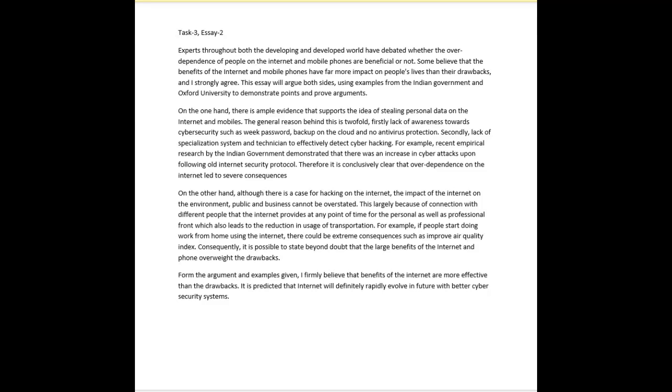This is about independence on the internet and phone. Okay, fine. Experts throughout both the developing and developed world have debated whether the overdependence of people on the internet and mobile phones is beneficial. Some believe that the benefits of the internet and mobile phones have far more impact on people's lives than their drawbacks, and I strongly agree.